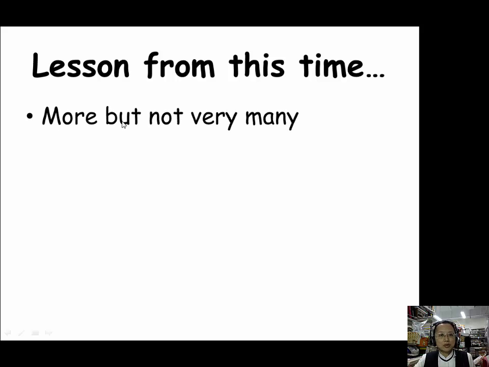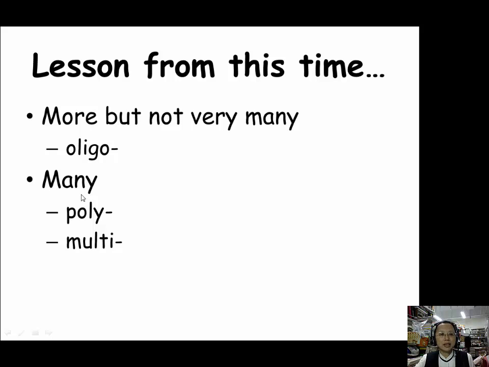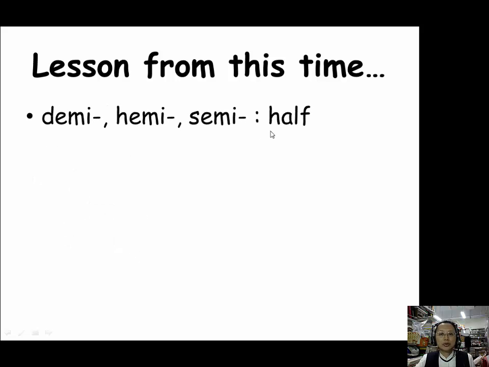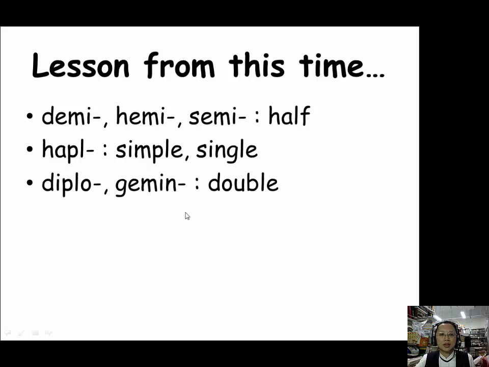For prefix describing more but not very many, we have oligo, O-L-I-G-O. For prefix that describing many, we have 2 prefixes, poly, P-O-L-Y, and multi, M-U-L-T-I. When we want to talk about half, we have 3 prefixes, demi, D-E-M-I, hemi, H-E-M-I, and semi, S-E-M-I. For simple or single, we have H-A-P-L. For double, we have diplo, D-I-P-L-O, and G-E-M-I-N.